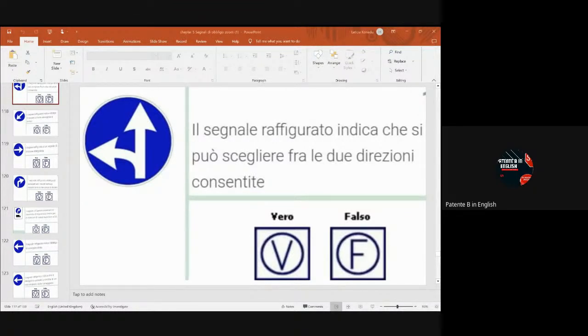Indeed, this is a bonus question. Il segnale raffigurato indica che si può scegliere. So this signal is indicating that we can choose from these two allowed directions, and the answer to this question is true. So I can choose either to turn to my left or to go straight.